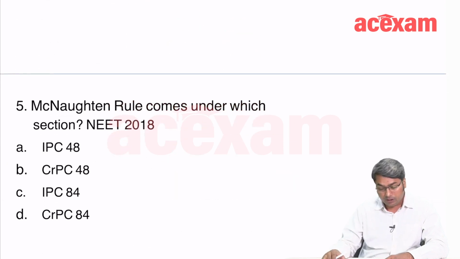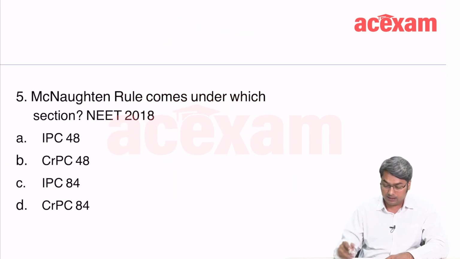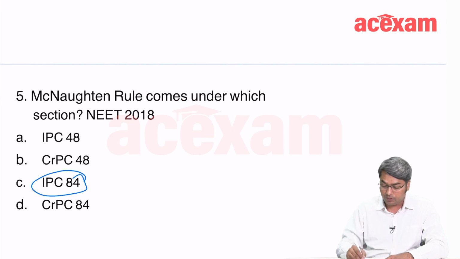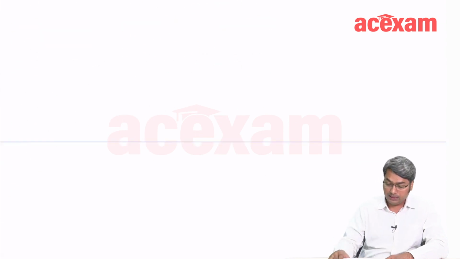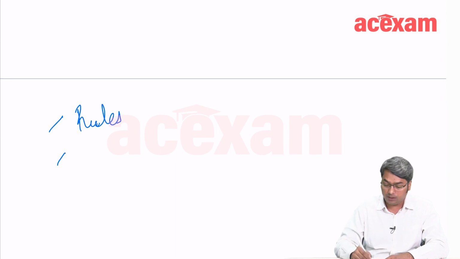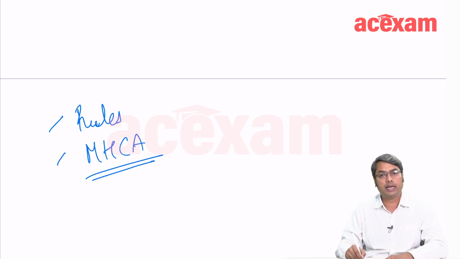Alright. McNaughton's rule comes under which section? Again, this comes under IPC 84, half mind, as if the person is having a half mind. You see, 4 is half of 8. That is why it is IPC 84. So from this topic on forensic psychiatry, we specifically need to know about the rules, McNaughton's rule, section 84 IPC, and also about the recent Mental Health Care Act. The provisions of the recent Mental Health Care Act are the high yield areas from this particular chapter.